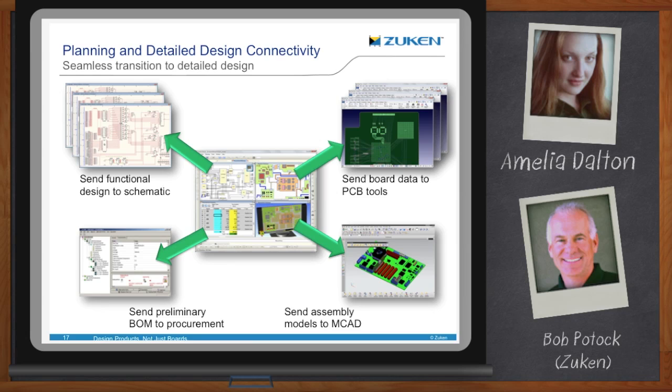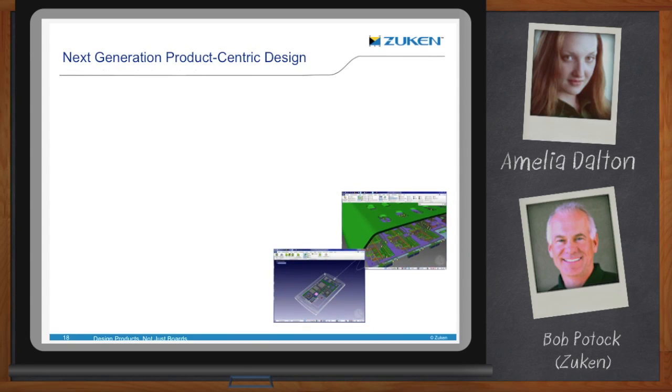Okay, so we want to think about product-centric design as the next generation. PCB-centric design is the current generation, and it's been around a long time. One of the key concepts is that we want to look at product-centric design at the product-level design abstraction. That is a critical concept, product-level design abstraction. We can no longer be centered on the printed circuit board.